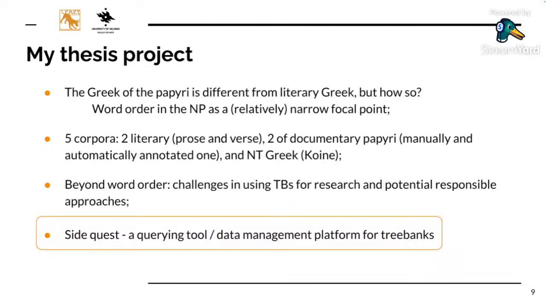And I have these 5 corpora that I am comparing. 2 of them are literary Greek, one prose and one verse. I have 2 corpora of documentary papyri, one PapyGreek corpus that is manually annotated, and the Duke NLP corpus that is automatically annotated. And I also compare my results to the Koine Greek of the New Testament. Beyond questions of word order, I am also trying to explore what the challenges are in using treebanks for research and whether there are any responsible approaches to those challenges. Hopefully, the answer to that is yes.